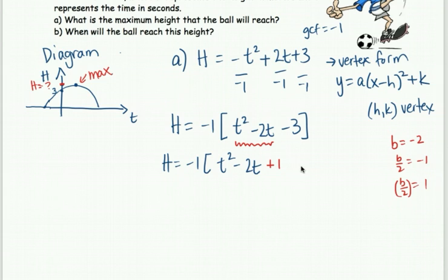It's +1, but then I need its opposite, subtract 1, to keep the balance. And then I have the subtract 3 that was already there. So from there, you have your perfect square here now. So you could just factor it down.